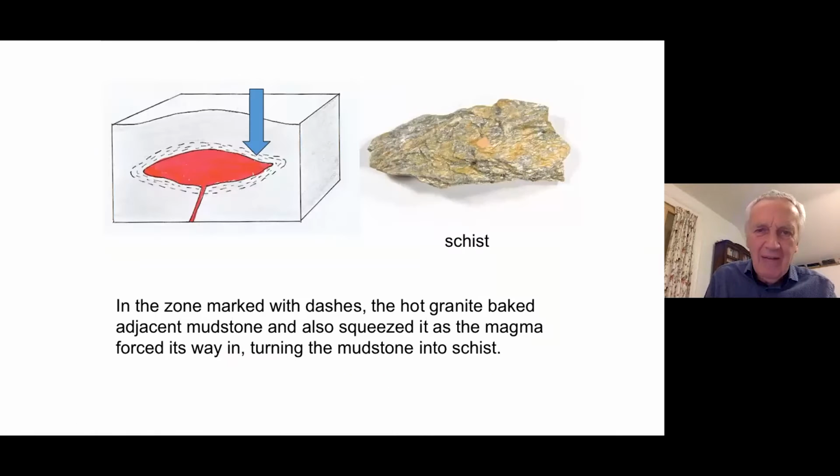And this is what happened. In the zone marked with dashes there, arrowed blue, the hot granite baked the adjacent mudstone, and it also squeezed it as the magma forced its way in. And this turns the mudstone into schist. And it's the squeezing that's important here, as well as the heat, because the squeezing caused the little mica flakes that grew in the schist to line up with each other.